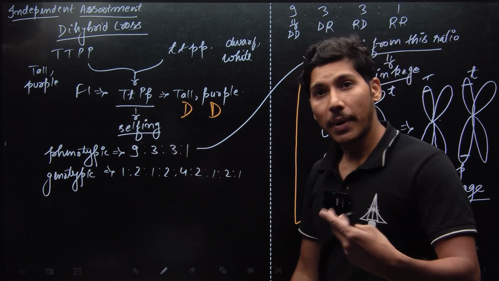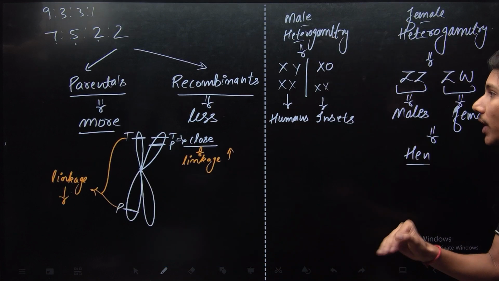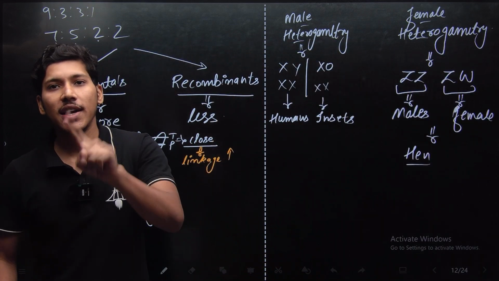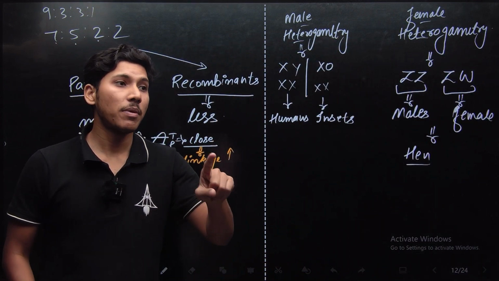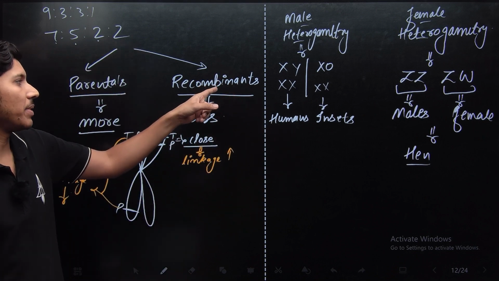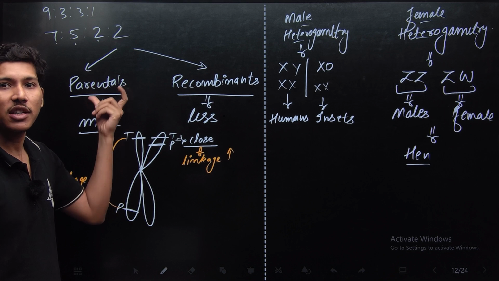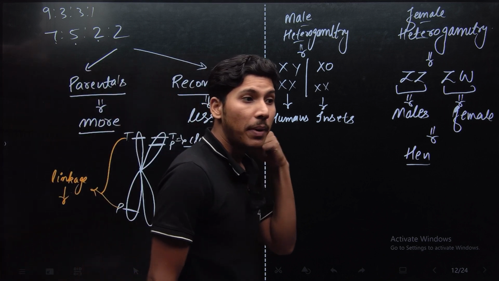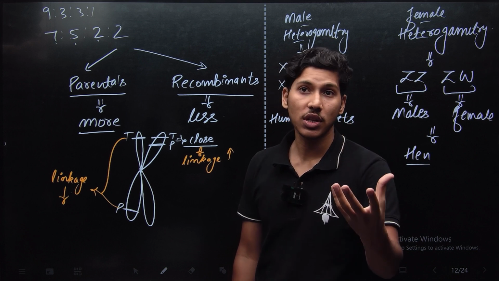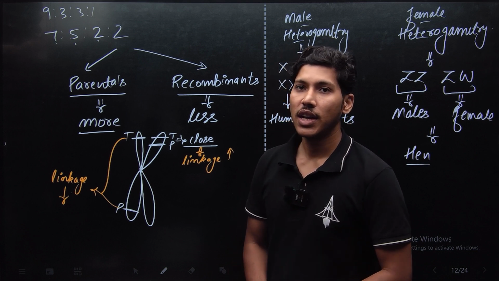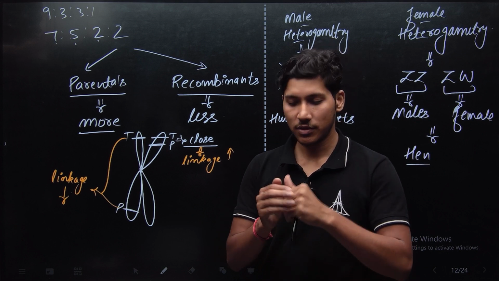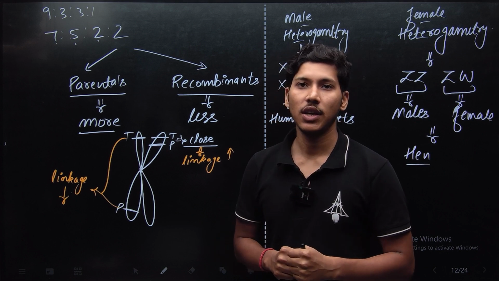Okay, but one thing that I must tell you here is that if the genes are linked, then the number of parental combinations will be more as compared to the recombinants. So recombinants will be less, parentals will be more. But the extent of the parental generations produced will vary. It will vary as per the distance of the genes on the chromosome.